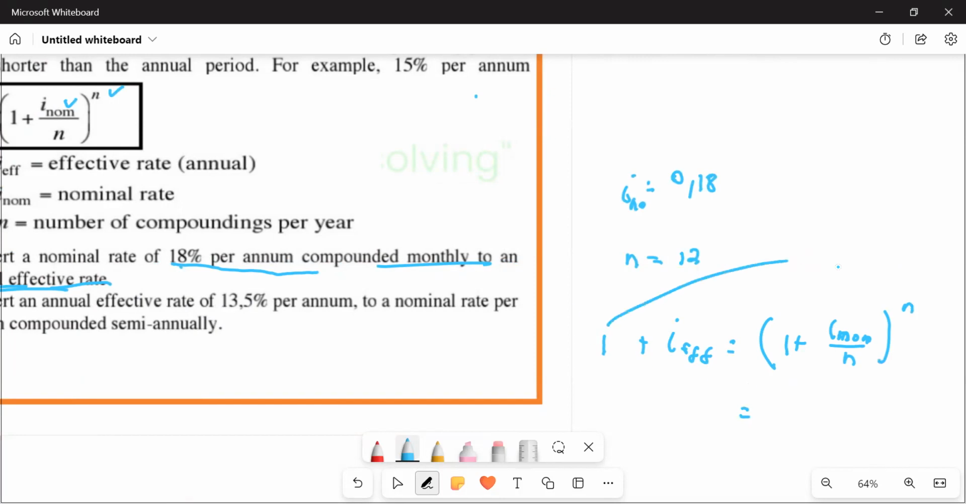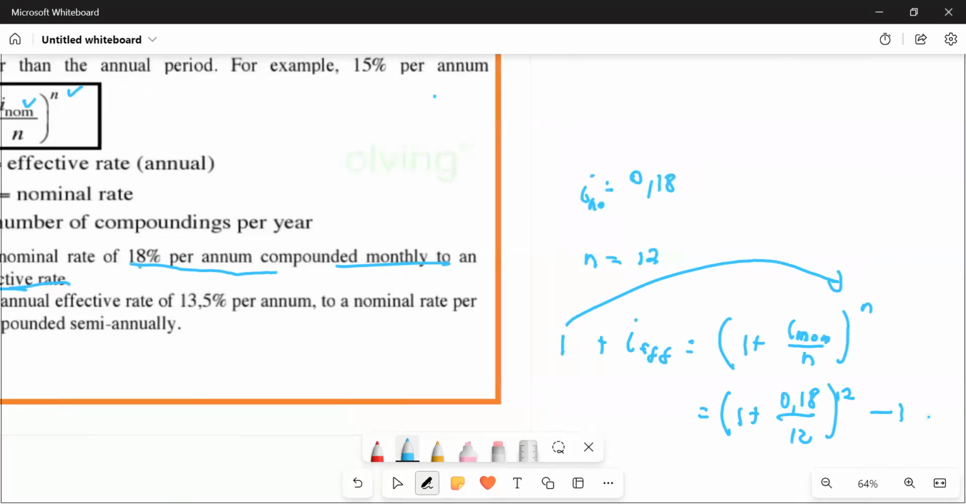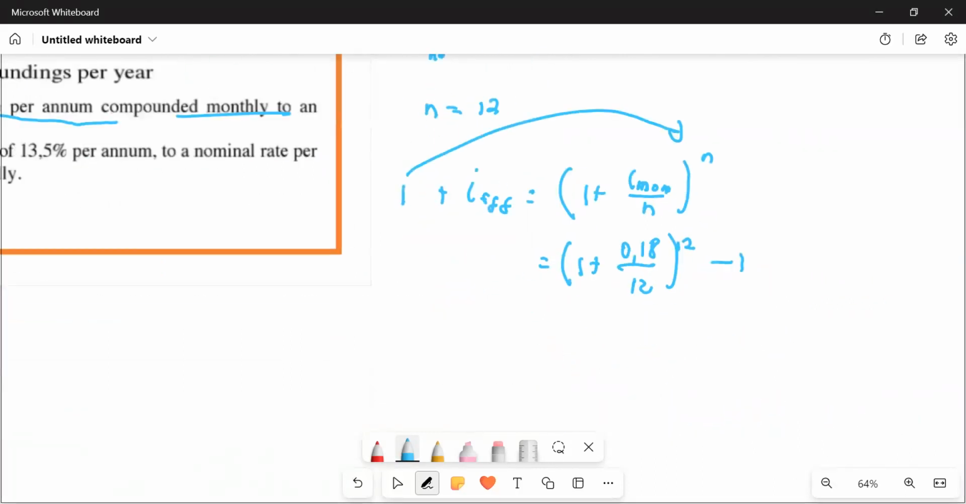If we go and substitute here, what are we going to have? We can take this one, it is positive. If we take it to this other side, it's going to become what? Then you're going to have something like this. It's 1 plus, we have 0.18, which is I nominal, all over N. N is the number of compounding per year. So we're going to have 12, to the power of 12, minus 1. And then you go and type this exactly as it appears in your calculator.